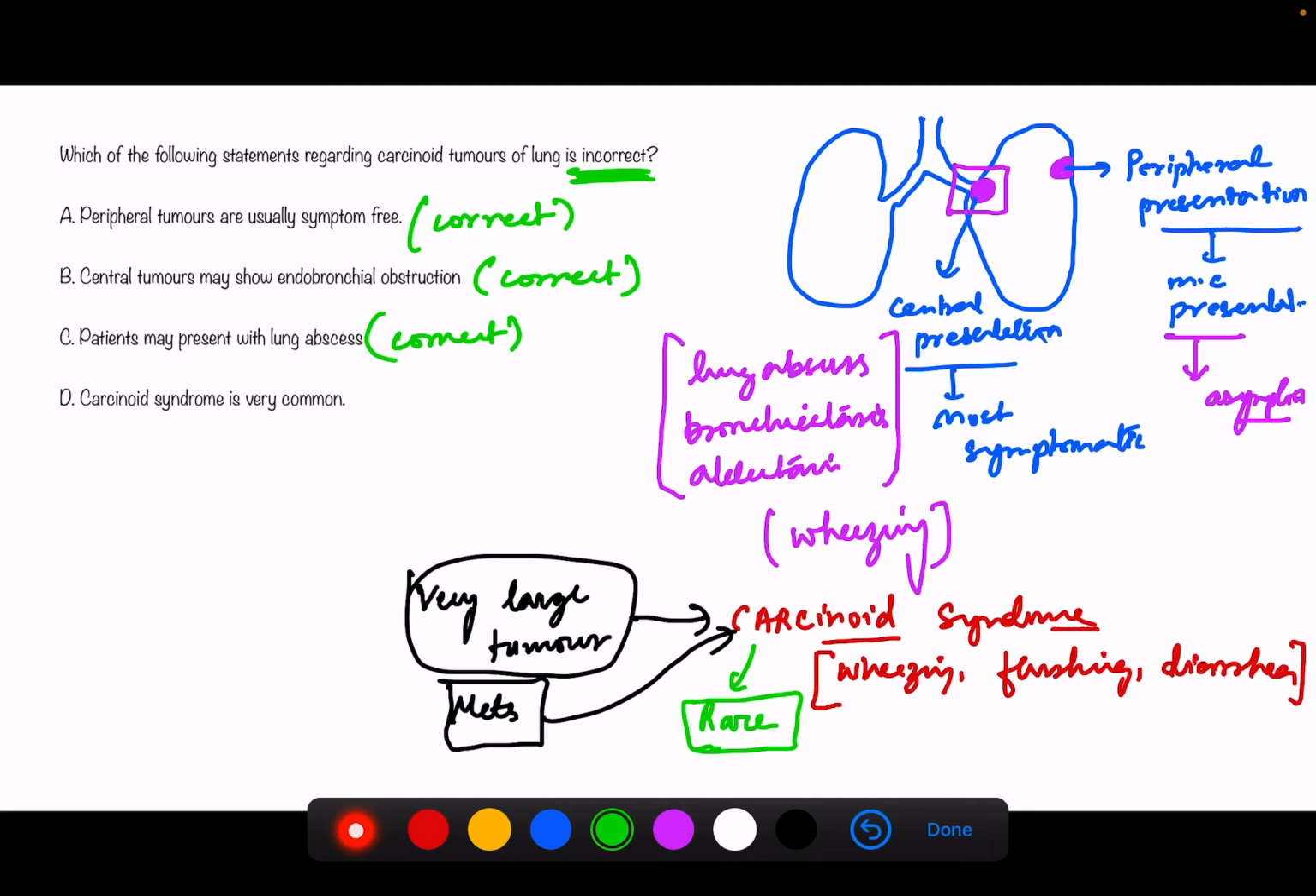Carcinoid syndrome is very common. This is absolutely wrong. Why? Because carcinoid syndrome is rare. However, if carcinoid syndrome is present, then it is suggestive of a metastatic disease or a very large tumor. So option D is the incorrect statement, therefore the right answer for this question.